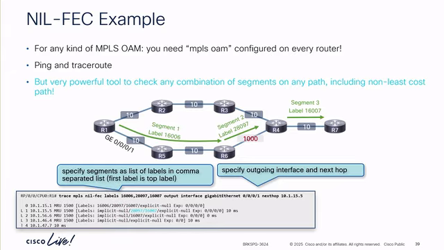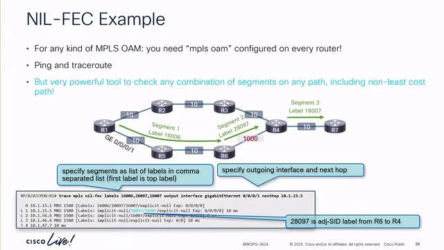It could be the segment to R6, then the adjacency SID to R4, and then the segment to R7, which is a prefix SID. So we do a traceroute mpls nil-fec, we specify the three labels, the three segments, I shoot the packet off, and the packet will follow exactly that path, so the non-shortest path. This is important when you're doing SR-MPLS, because there might be a high chance that you're also doing policy routing, source routing. So you can verify all the paths in your network, not necessarily the shortest path. Great command.